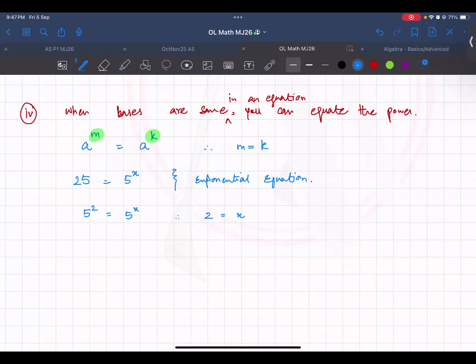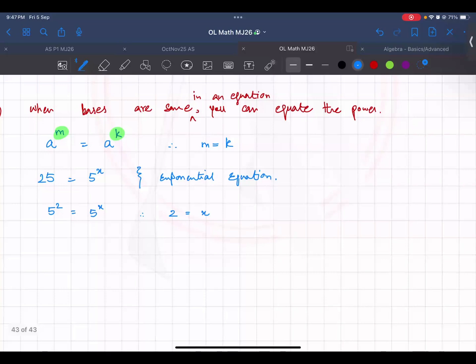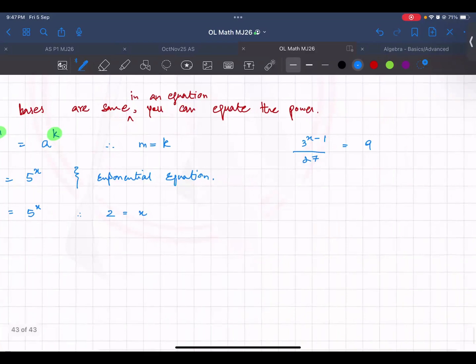This is how you would solve equations of this type. You will see a lot of past paper questions on this. Let me show you another example, a bit more difficult one. Let's suppose it is 3^(x minus 1) upon 27 is equal to 9. This is a very past-paper-like question, okay? Past paper question.